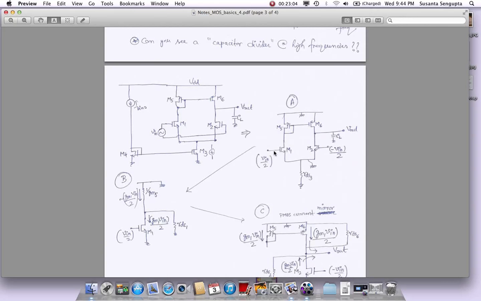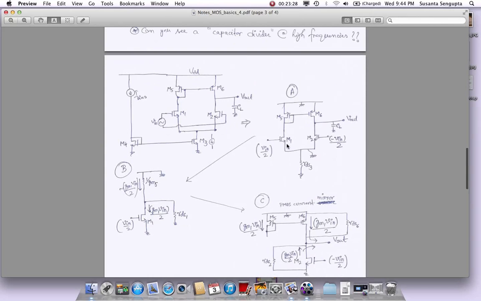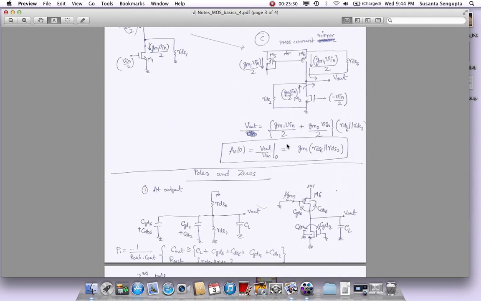But if you go from this side of the input, you hop to this node, right? And then you hop to this node. So this is one node where we're going to have a pole. This is also a node where we are going to have a pole, because whatever gain we have here, it will start to roll down because of all the parasitic capacitances which are there here, and it will cause a pole. So there are two poles in this circuitry, and that's what we're going to calculate.